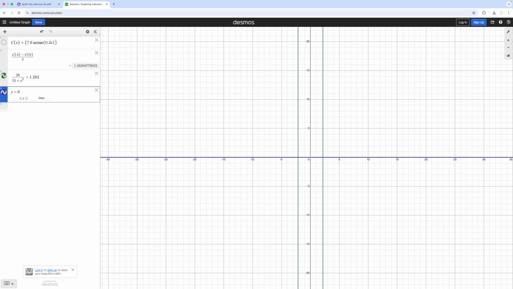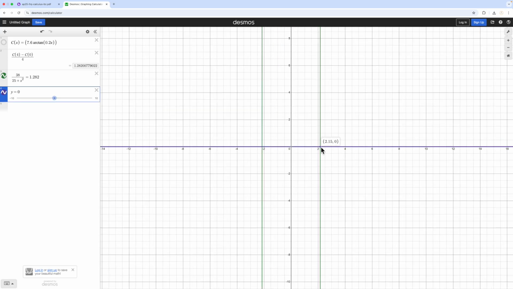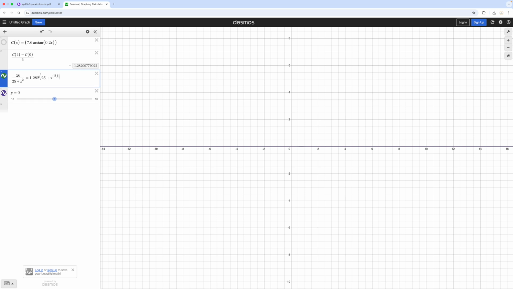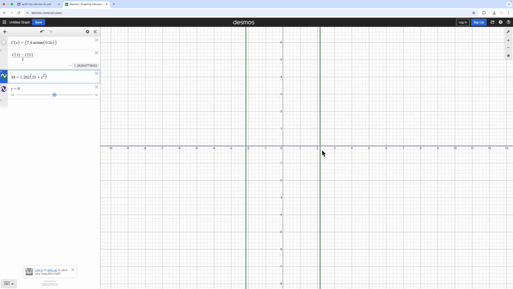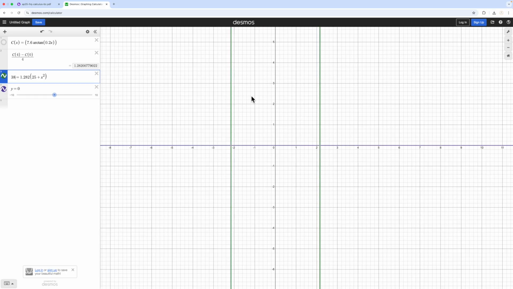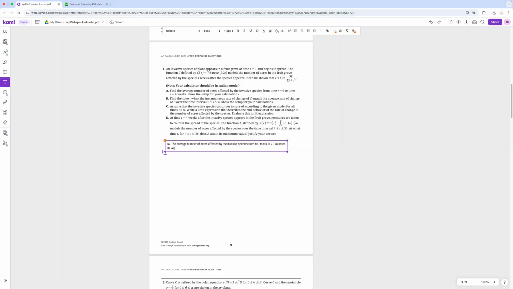Now, we're going to set y equals 0 to try to find the intercept. But as you can notice, I can't really find that well. So what you want to do is multiply the 25 plus x squared over to this side. When you do that, you remove the denominator, and now you can notice that it does intersect. That gives us a value of 2.154. That means that at t equals 2.154, the instantaneous rate of change of C of t is equal to the average rate of change of C of t. There we go.